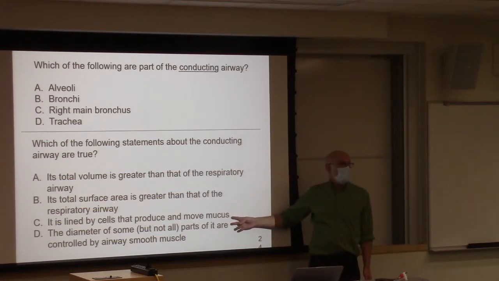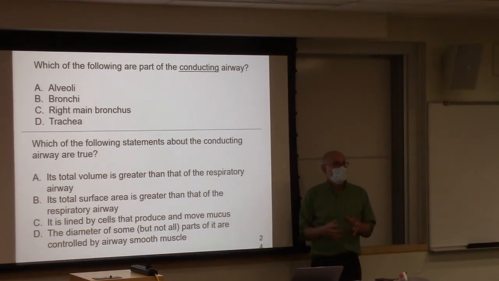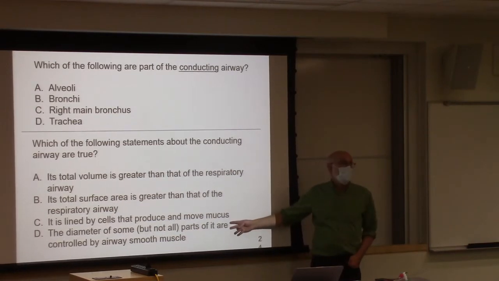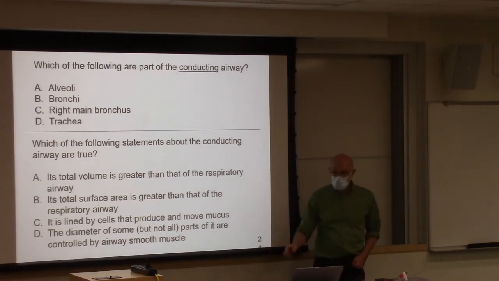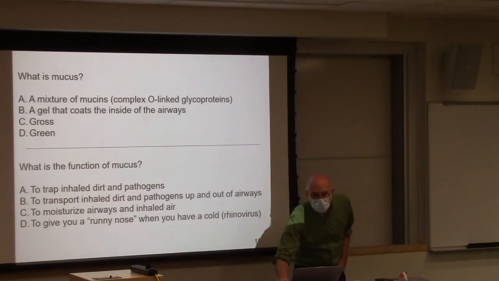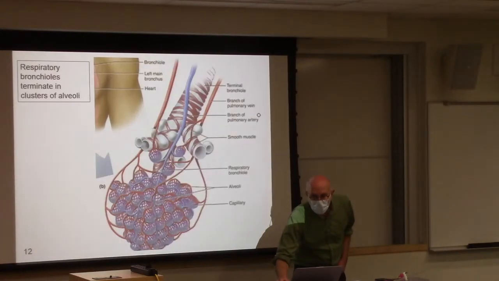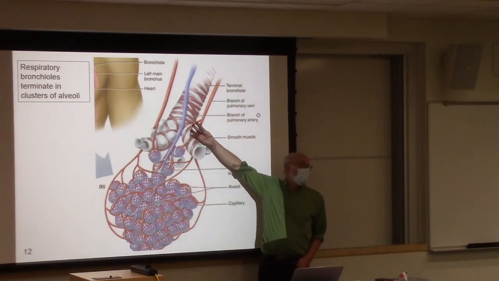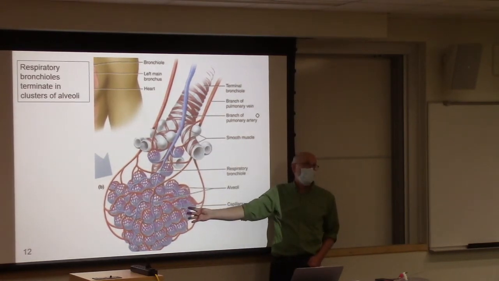And here, the diameter of the alveoli is also not controlled by smooth muscle. Sorry, let's just scroll all the way back again. Notice that alveoli are not surrounded by smooth muscle. So these diameters are not controlled. These are.